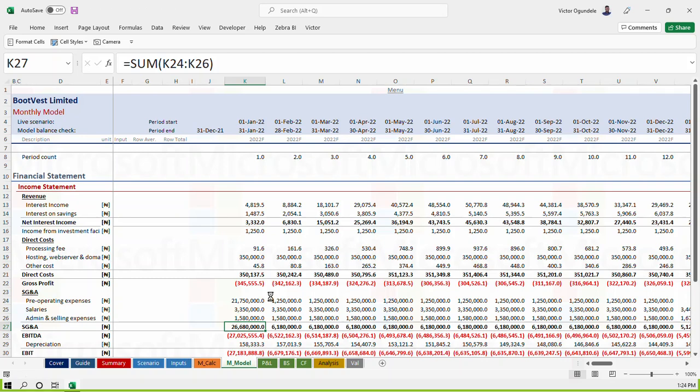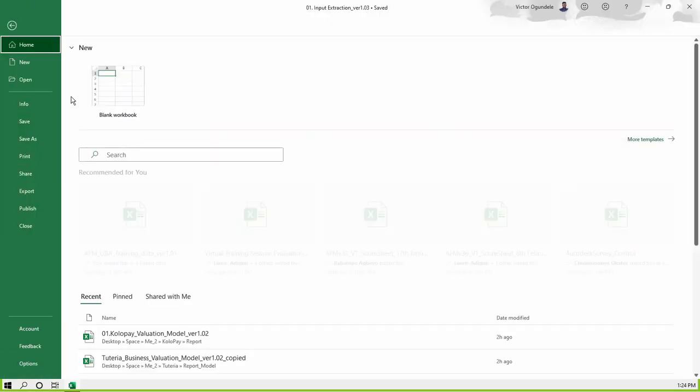So let me also save this file so that I can share it with us. So let me save it. Okay, yes, Daniel.